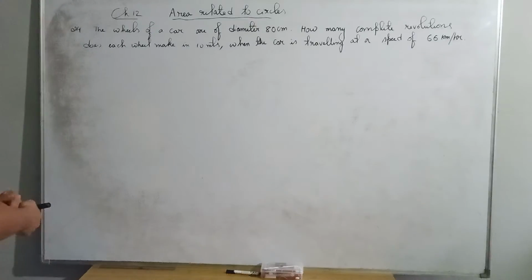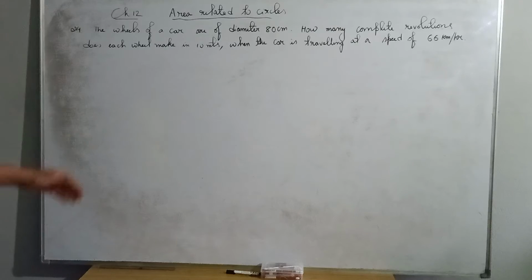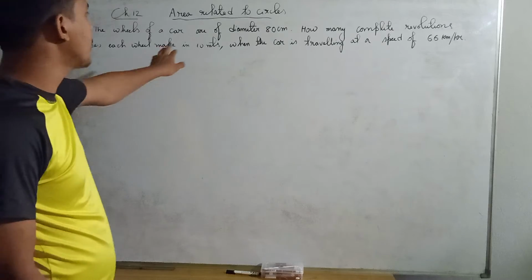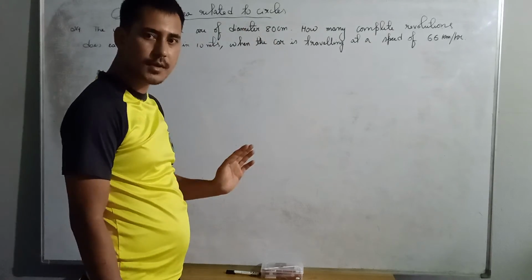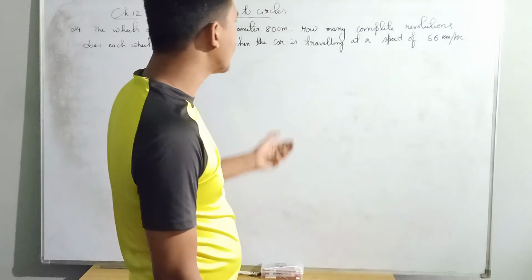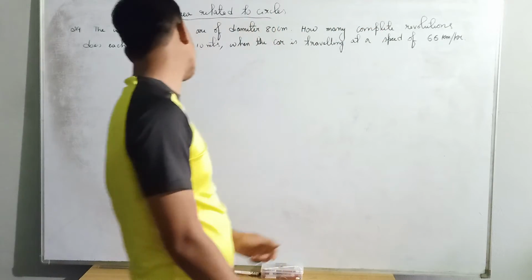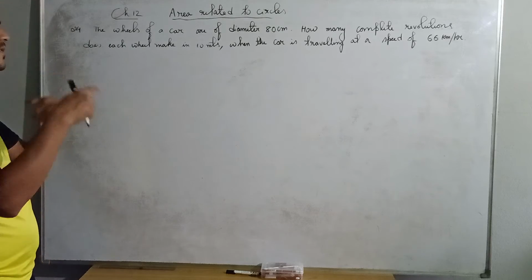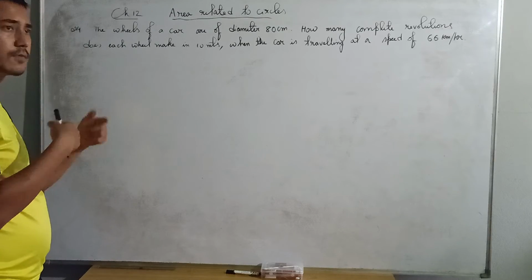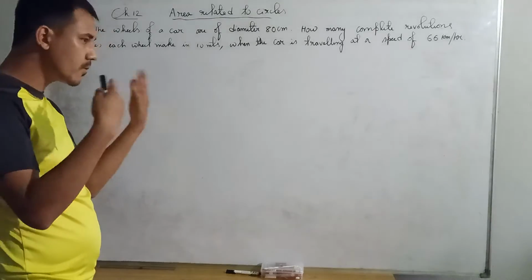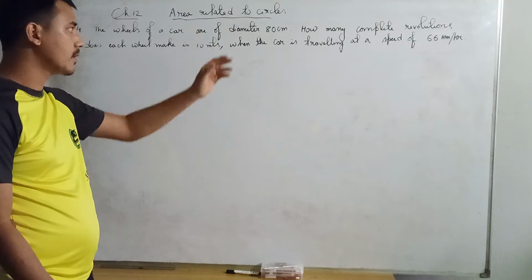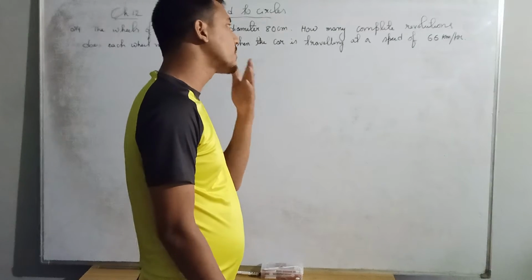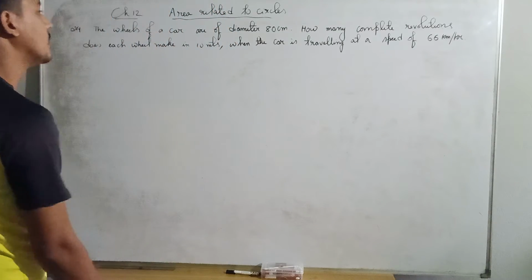Alright. So the wheel of a car is a circle. The diameter is given to be 80 centimeter. Now we need to find out how many complete revolutions the wheel will make in 10 minutes. In 10 minutes, how many times will the wheel of the car revolve? All the four wheels will make equal revolutions in covering a particular distance, when the car is traveling at the speed of 66 kilometer per hour.